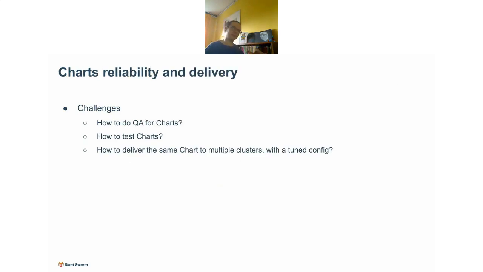Now, except for those problems, I want to also point out a few high-level operational problems and challenges that you may have when you start to live by Helm charts. First of all, how do you do quality assurance for charts? How do you test charts? And how do you deliver the same chart to a fleet of clusters, not a single cluster but multiple clusters, yet you want to have some configuration options?